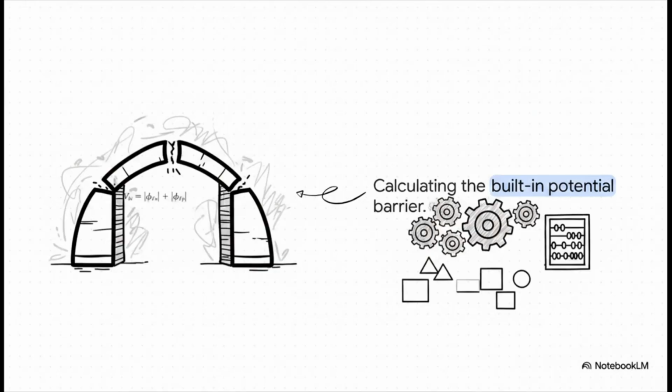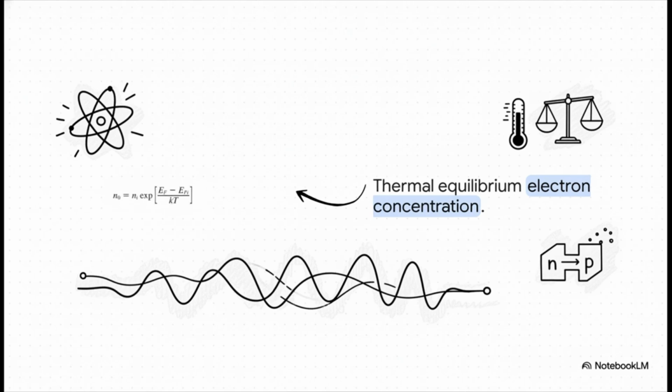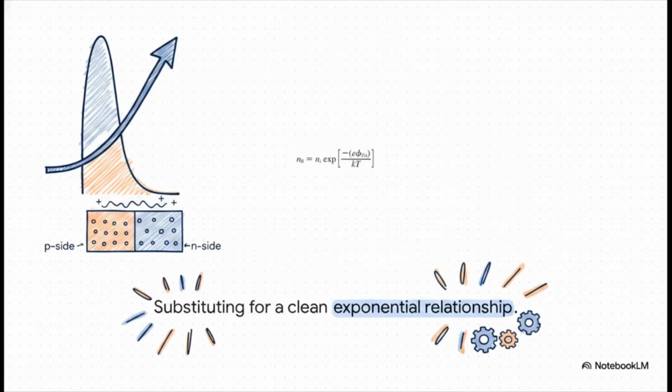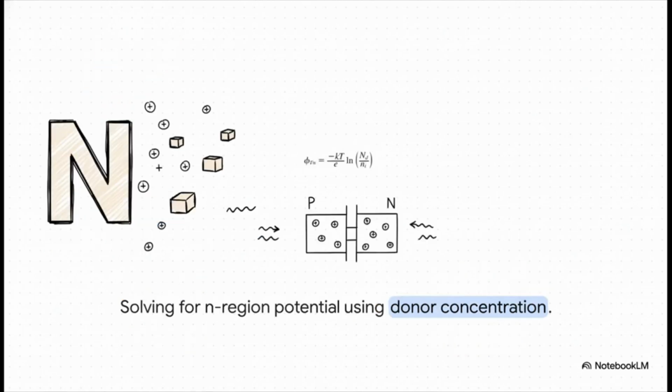Okay, so how do we actually calculate this barrier? Let's build the math piece by piece. Our puzzle kicks off with the standard thermal equilibrium equation for electron concentration. Then, we lock in the N region's electric potential using its Fermi level energy difference. Plugging that potential right back into our first equation reveals a beautifully clean exponential relationship. This neat trick lets us solve directly for the N region potential using just the donor concentration, ND.